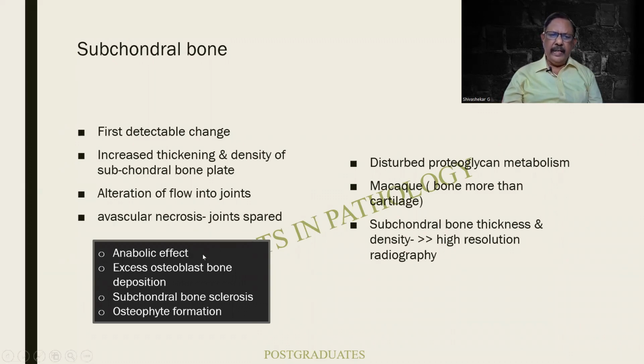So it is basically an anabolic effect. Anabolic means there is a progressive build-up. Excess osteoblast deposition. Usually there is a balance between the osteoblast and the osteoclast. But here the osteoblast is predominant, therefore there is deposition of subchondral sclerosis or fibrosis, and osteophyte formation. This I will be showing you later. So these boxes and the tables, see how much we can remember.